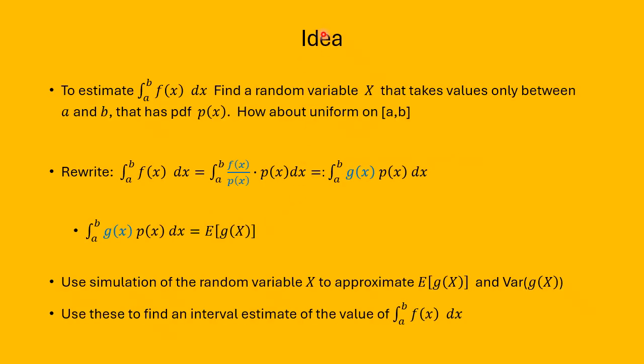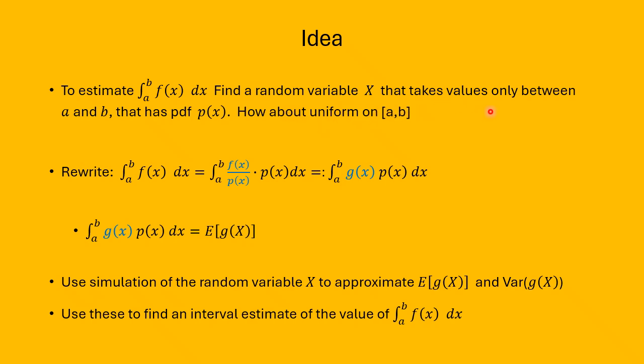So here's what we're going to do. To estimate the integral from a to b of f of x dx, we're going to find a random variable x that takes values only between a and b. The range of that random variable will be the interval ab. And let's suppose that x has the density function p of x.